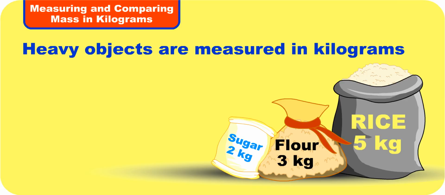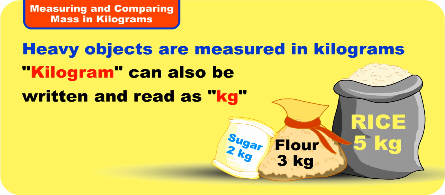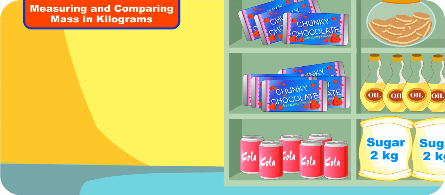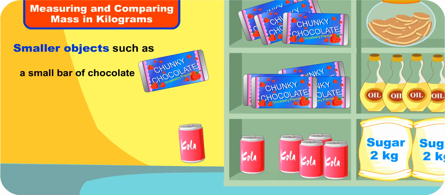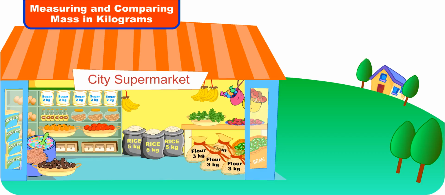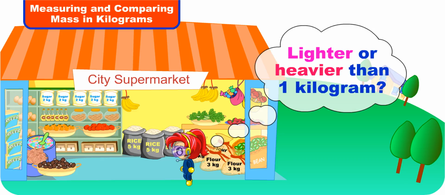Heavy objects are measured in kilograms. Kilogram can also be written and read as kg. So 1 kilogram is equal to 1 unit in mass? Do all objects have masses measured in kilograms? No, of course not. Smaller objects, such as a small bar of chocolate or a can of soft drink, are lighter, and so they have a mass of less than 1 kilogram. Take a look at some other grocery items in the supermarket and guess if they are lighter or heavier than 1 kilogram.